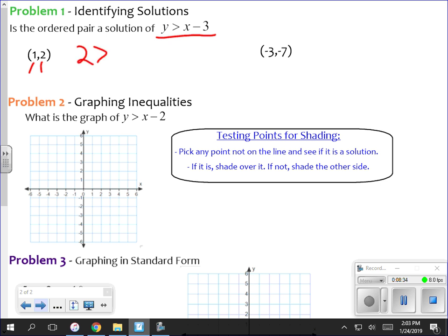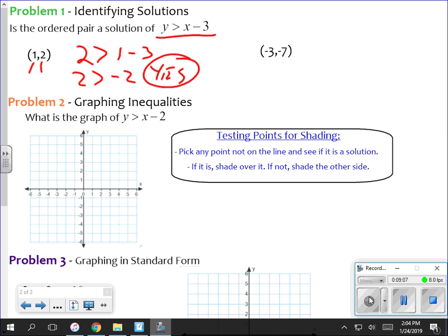2 greater than 1 minus 3. And you want to see, is this true or not? Is 2 greater than -2? Yeah. So this is true. Yes, it is a solution. That's what you do. Plug in the values. Is it true or not? You do the next one. Plug in -3, -7, see if it works or not. Same equation.